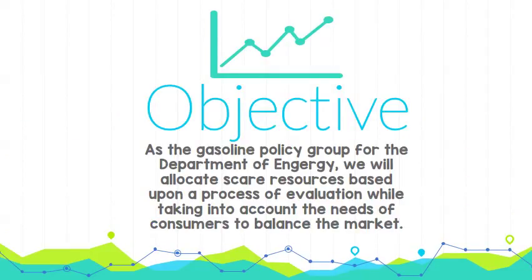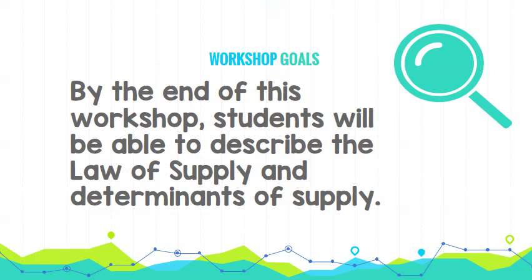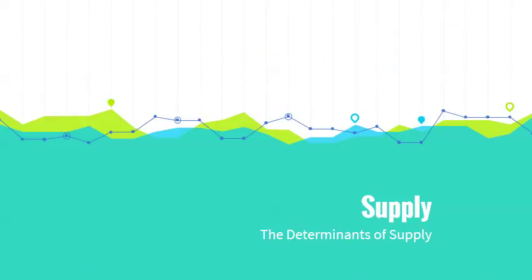When we take a look at our objective, we're still working in our energy policy group, trying to allocate or distribute that scarce resource based upon our process of evaluation. At this point, most of us should be done evaluating. We should be taking into account how us fiddling in the market can mess things up. First and foremost, your standards are there. Your goal is to be able to describe the law of supply and the determinants of supply. And here we go with the determinants of supply.